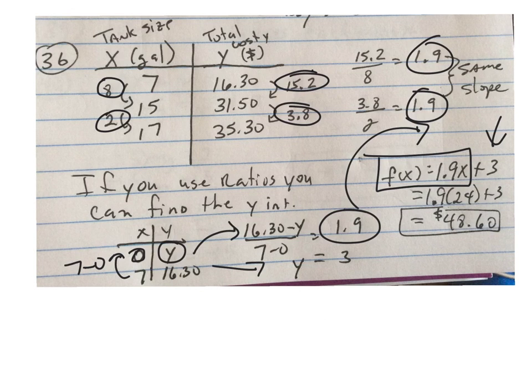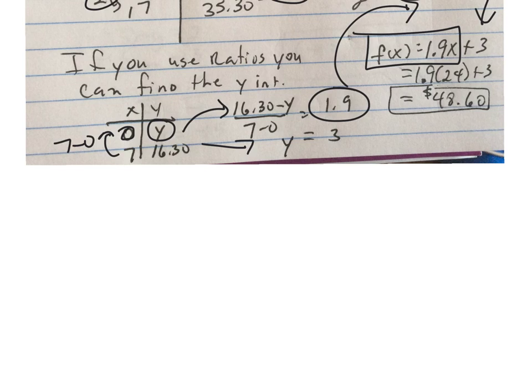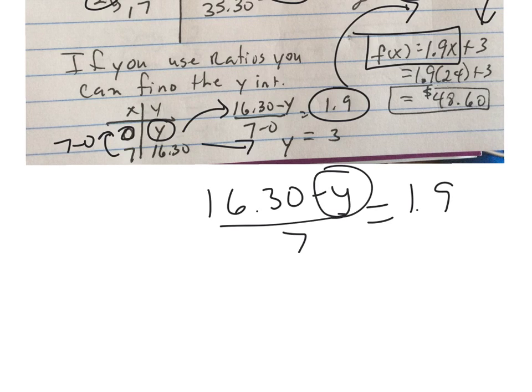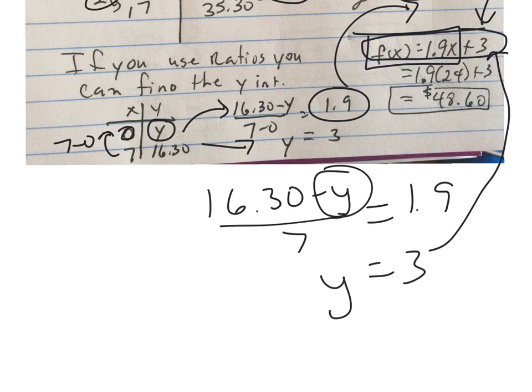Well, what you end up getting is this. You basically solve the equation (16.30 minus y) over 7 is equal to 1.9, and you end up solving for y, and it turns out that y is equal to 3. You then plug that back into this equation, and there is your equation that you're going to be using. Now, we're not done yet. What we want to know really is when x is 24. So we plug in 24 for x, and we get $48.60 as our y value.